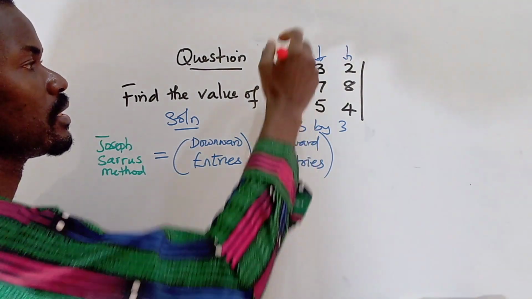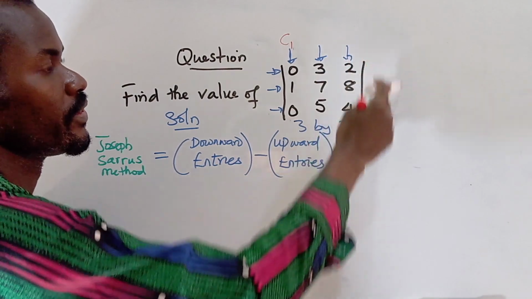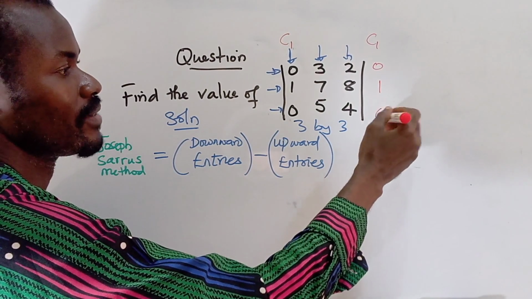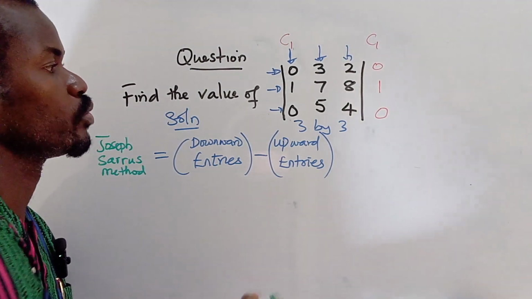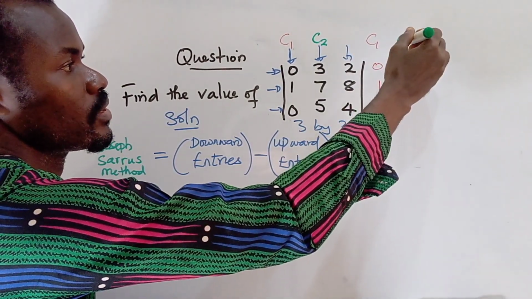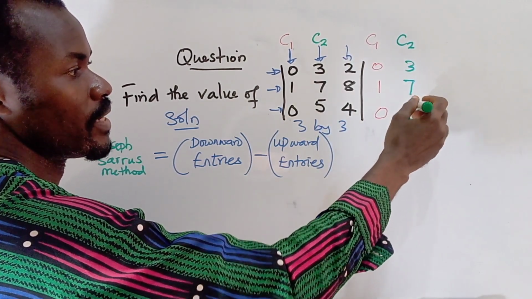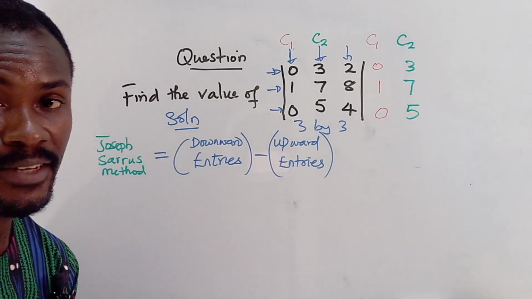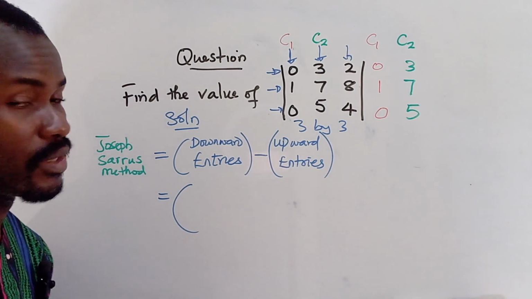The first thing you want to do is this is our C1, right? So you want to reproduce all this here. We still have C1 as 0, 1, and 0. Now the next thing you want to do is reproduce C2, column 2, here. So we have C2 as 3, 7, and 5. Now having done that, it becomes easier to get the downward entry minus the upward entry.